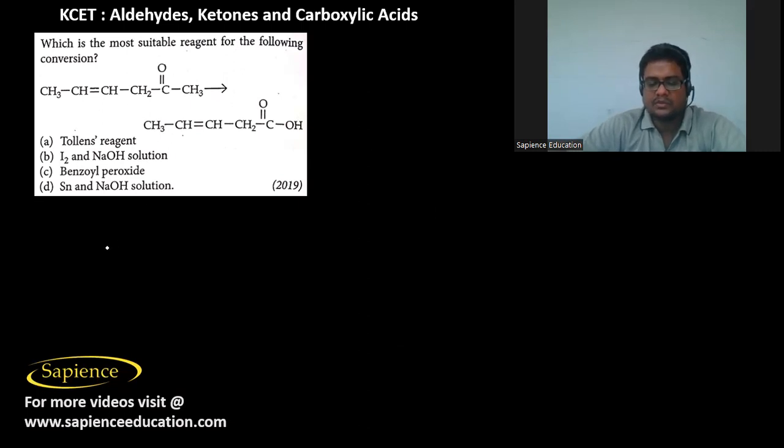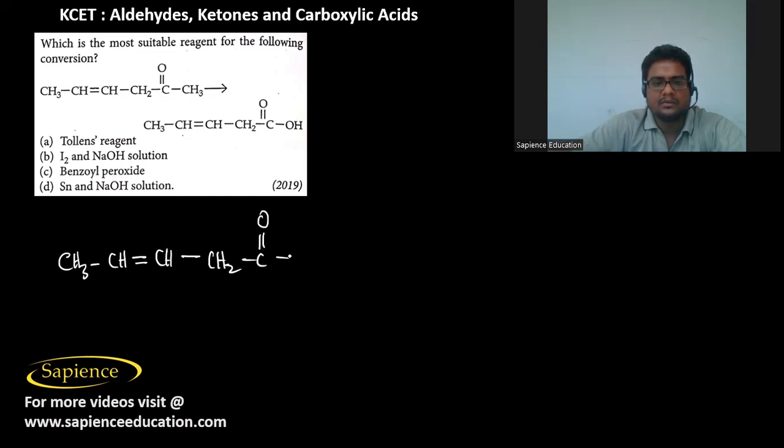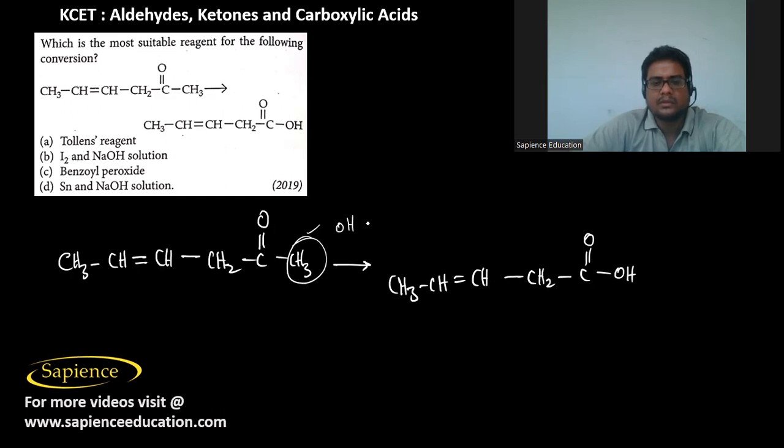Which is the most suitable reagent for the following conversion? Here we have an alkene with CH2 and a ketone group. It should be converted to CH3CH=CHCOOH. Simply, it means that we have to replace this methyl group with an OH group. So how can we do that?